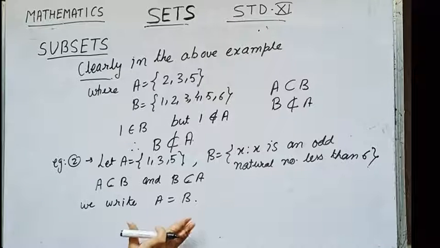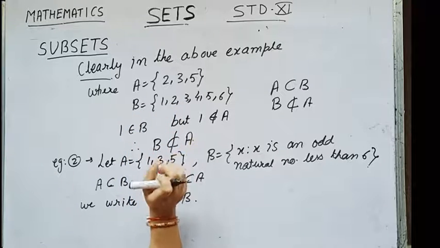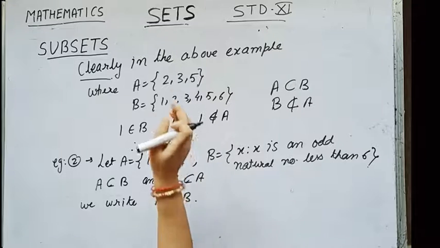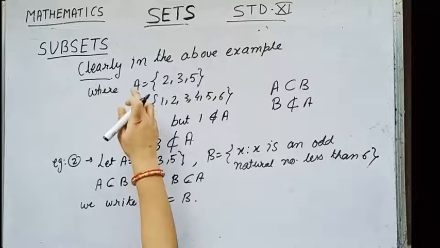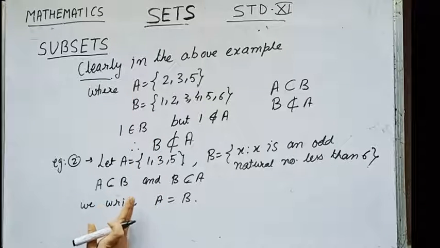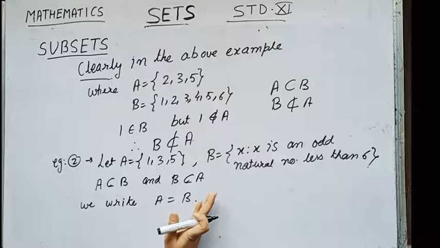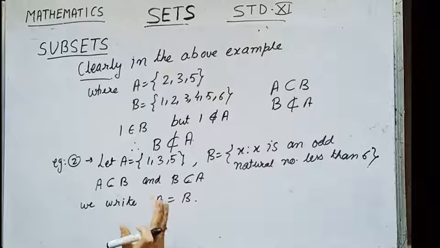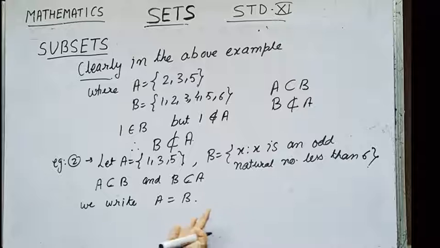So children, here we come to one more definition, that is improper subsets. If each element of set A is contained in set B and B has at least one element which is not in A, then A is said to be a subset of B. But if A is a subset of B and B is a subset of A, that is both are contained in each other, then A is said to be the improper subset of B or B is said to be the improper subset of A.